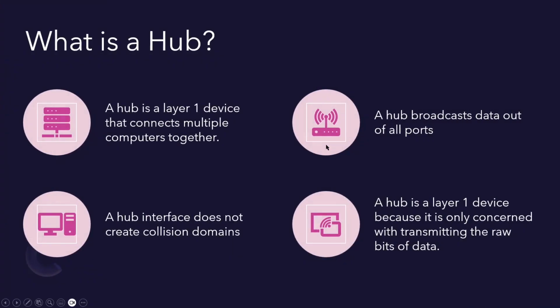So moving on, what is a hub? A hub is a layer 1 device that connects multiple computers together. A hub broadcasts data out of all ports because it does not care who receives this data, it will send this data across the entire network segment. A hub's interfaces do not create separate collision domains. So let's say you have 4 computers connected to a hub, they will all be on the same collision domain. A hub is a layer 1 device because it's only concerned with transmitting the raw bits of data. And I'll explain further what a hub is with this diagram.